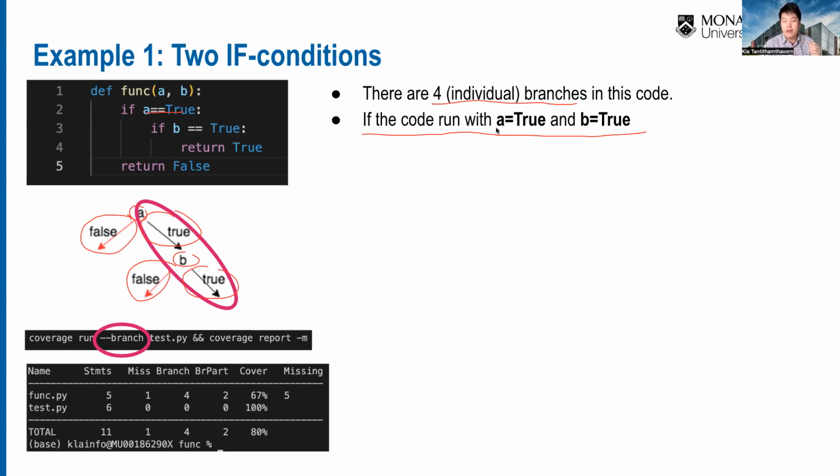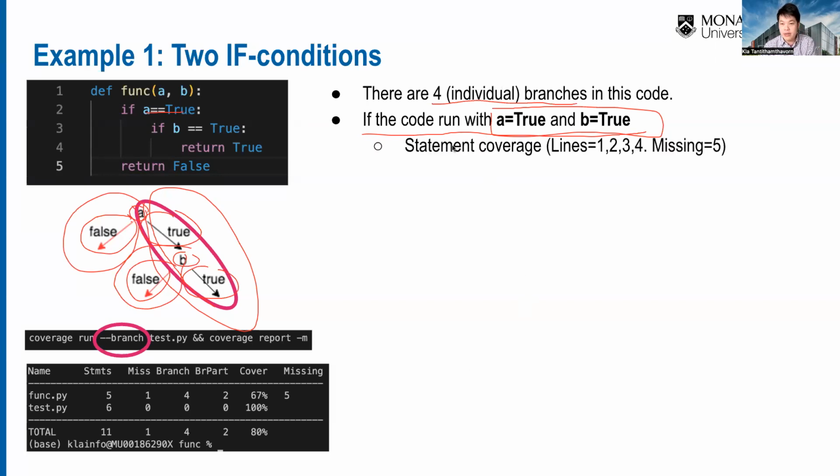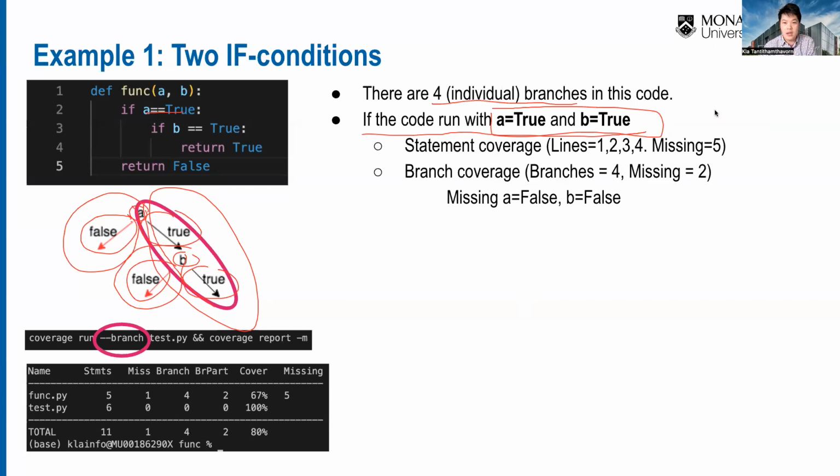And when we test, if this is a test case, A equal true, B equal true, that means we test only this branch, 50% of them. But what is missing? A equal false and B equal false. They are not tested yet, okay? So the statement coverage in this case, if we say true, true, we can test lines 1, 2, 3, 4, but line 5 is missing. So what is the code coverage here? 80%, right? Statement coverage, 80%.